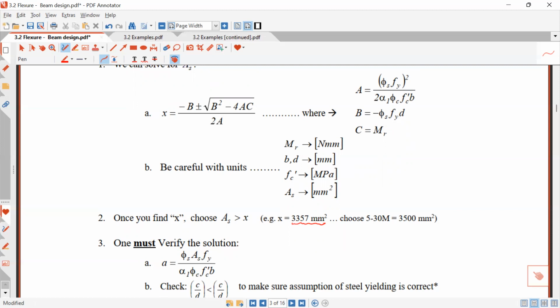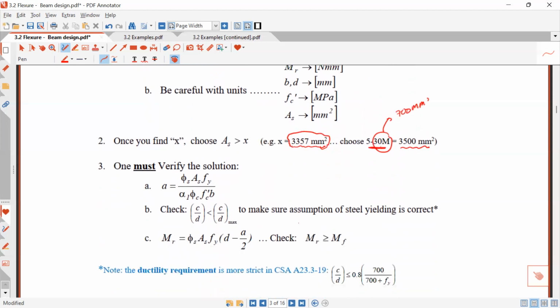So I'm going to choose a number here based on the bar size. 30 M's have an area of 700 millimeters squared. So I look at this. I need 3,357, so I can see I need at least 5 30 M bars to make sure I have a sufficient amount of steel. Hopefully you got that, and we're going to see it in the example. Once I do this, now I know the actual amount of steel is 3,500 millimeters squared.